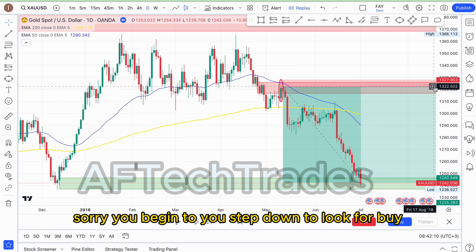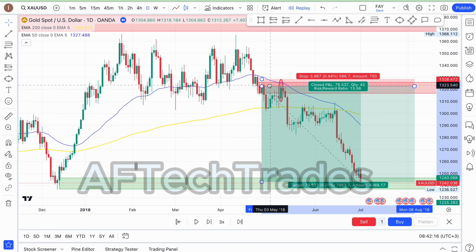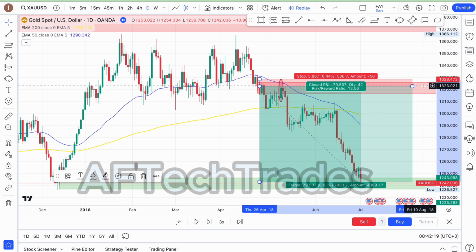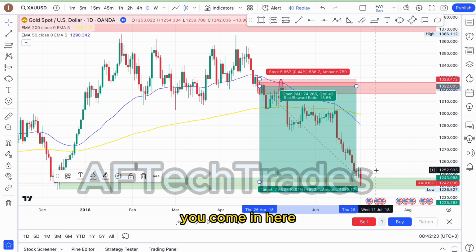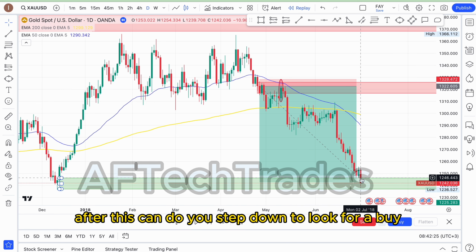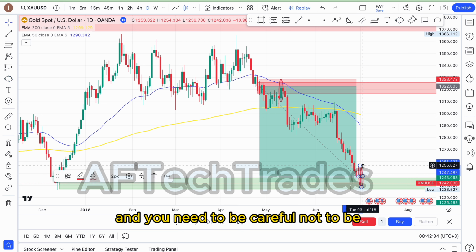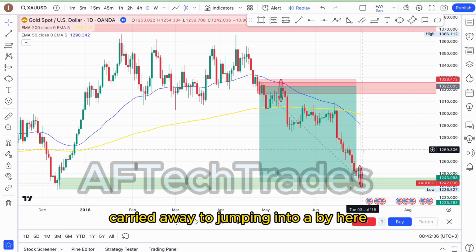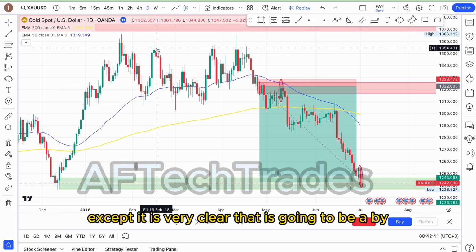You step down to look for a buy if it's going to be possible. Stop. Okay, let's shift this backward. This happened, right? So immediately it touches here, you come in here, now you step down again. After this candle, you step down to look for a buy entry, and you need to be careful not to be carried away into jumping into a buy here, except it is very clear that it's going to be a buy.